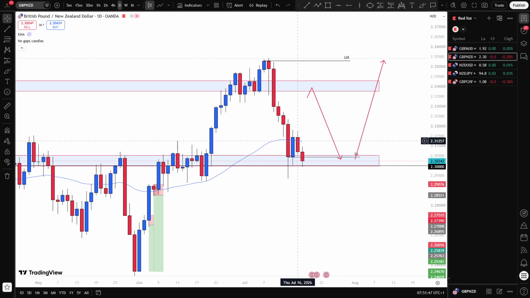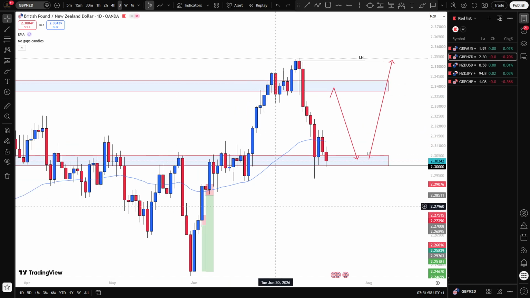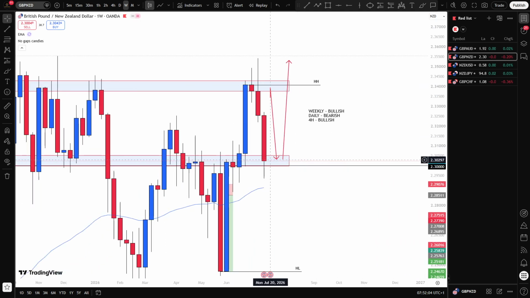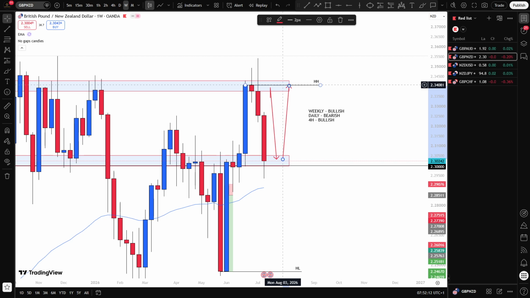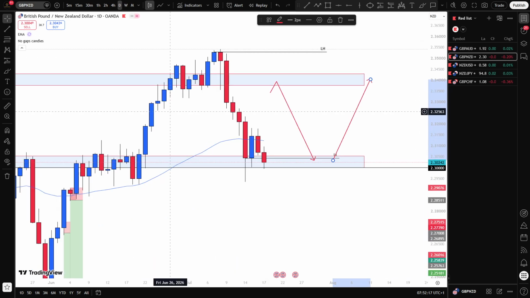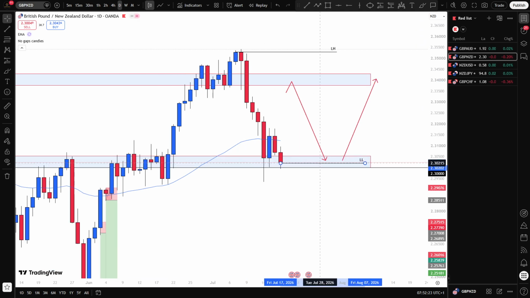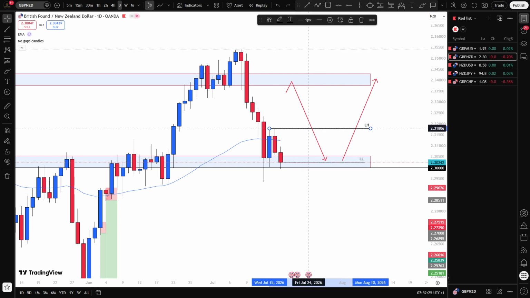So I'm waiting for this time frame to turn bullish before I continue the buy using the higher time frame. Since the weekly time frame is bullish, I'm expecting to continue the buy. That will take profit here, something like this. So you can see this is the new lower low and this is the new lower high.